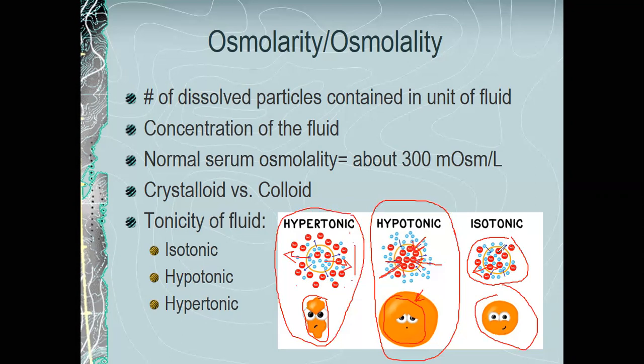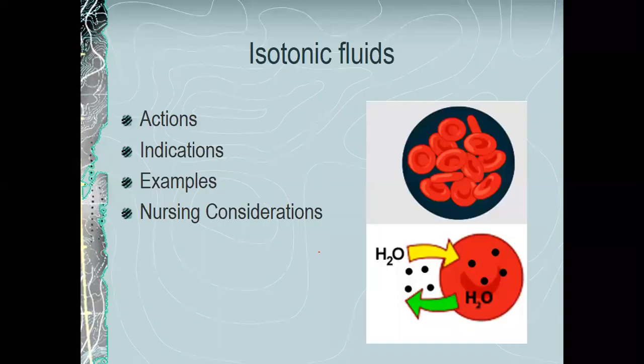So there's going to be different indications for each of these. So we're going to look at them individually now. First up, we have isotonic solutions. As I said, water is going to be able to move freely in and freely out of the cells and maintain a normal intracellular hydration. Isotonic solutions are going to have about the same osmolality as your serum does.